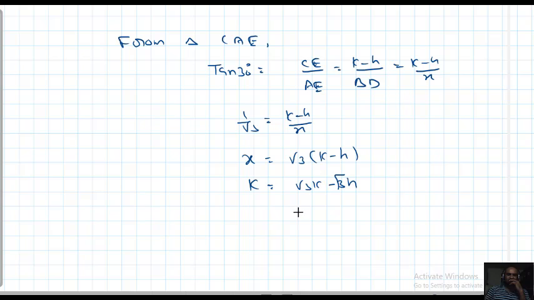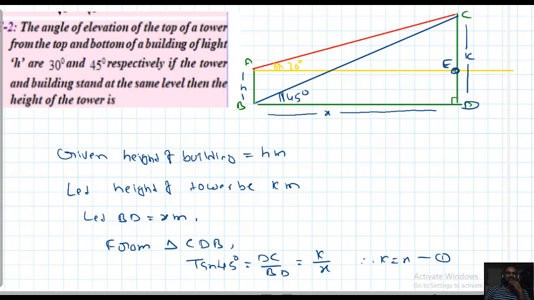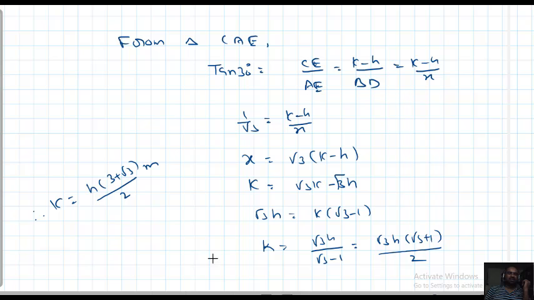Okay students, I want k now, that's why root 3h equals k times root 3 minus 1, or k equals root 3h by root 3 minus 1. Rationalizing, root 3h into root 3 plus 1 by 2, I will write k equals h times (3 plus root 3) by 2 meters. This is the height in meters only, no? Nothing is mentioned, okay, meters. The height of the tower, we should write as the last conclusion.